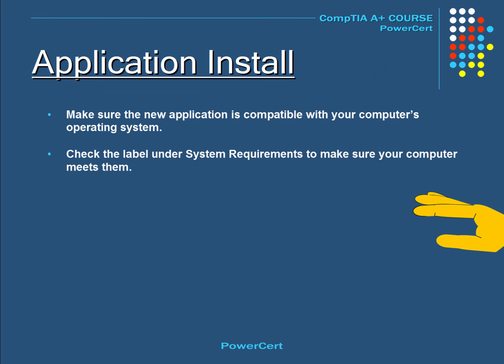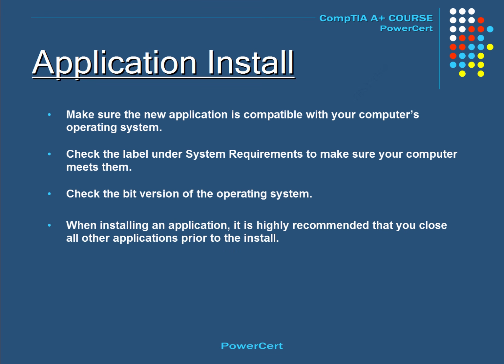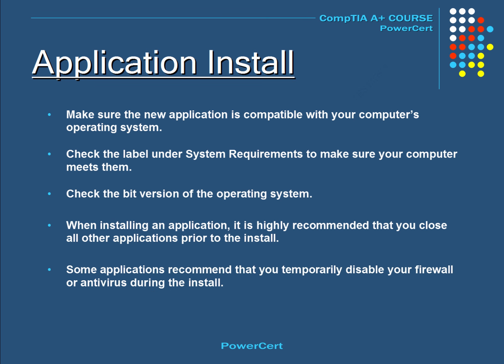Another thing to check is the bit version. Some programs may only work on a 32-bit operating system and not a 64-bit operating system. Another thing to look for is when you're going to install an application, it is highly recommended that you close all other applications prior to the installation. By doing this, you can avoid any potential problems that could happen, such as program conflicts during the installation process. And some applications recommend that you also temporarily disable your firewall or your antivirus during the install.